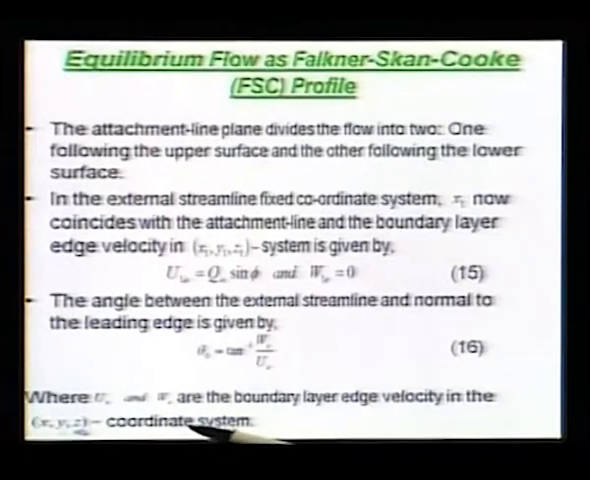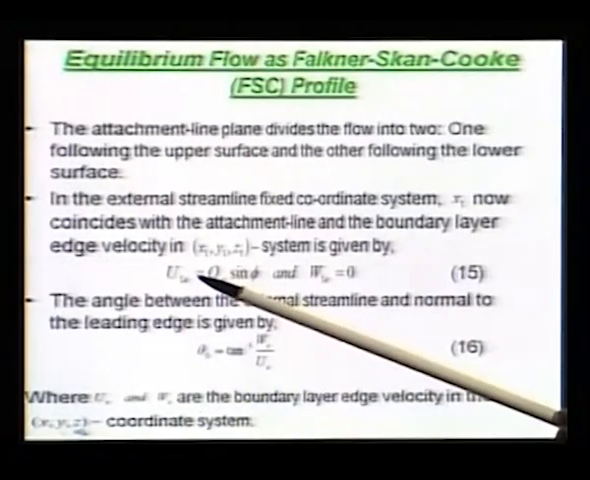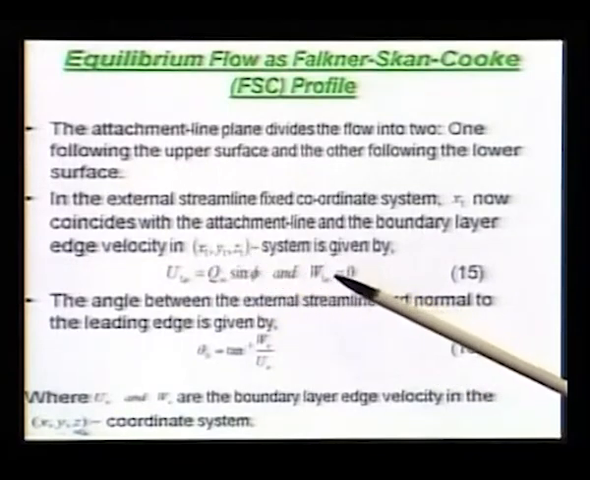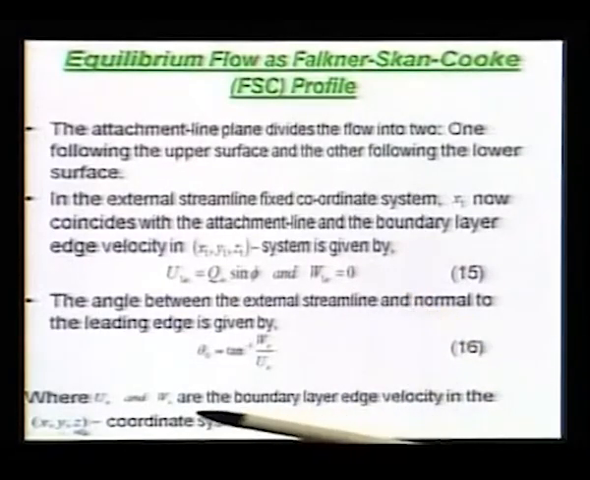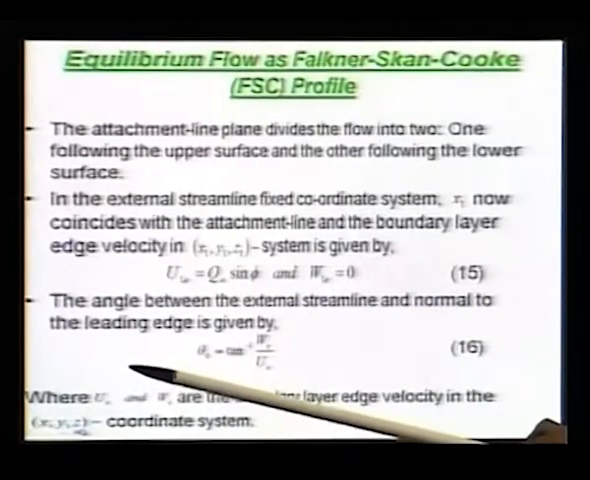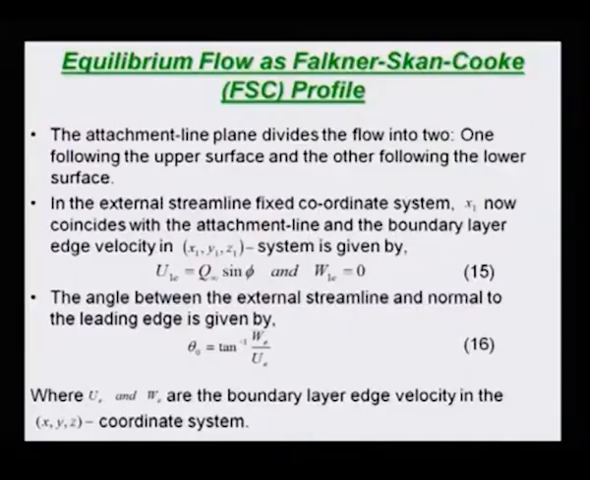Now, so you understand, U1e means the edge velocity in the external streamline fixed coordinate system. W1e is in the external streamline fixed coordinate system, and that by definition has to be equal to 0. But that is not necessarily the case when you look at it in the wing fixed coordinate system. There you would have a streamwise component and a spanwise component. So this is how we are going to define the flow field.